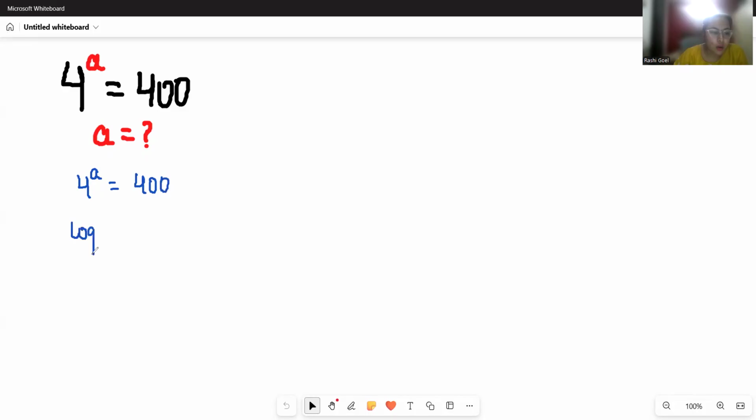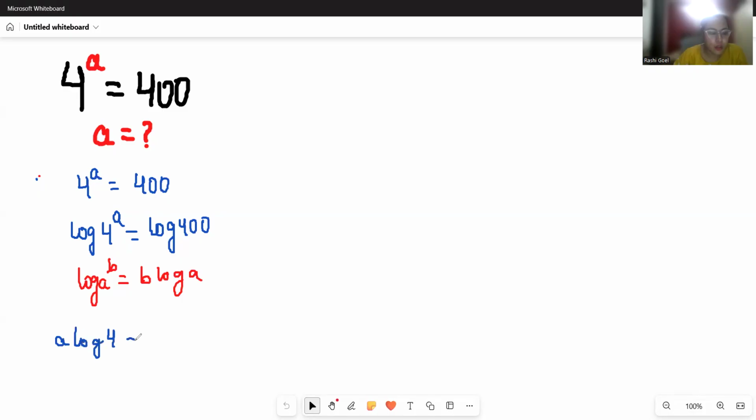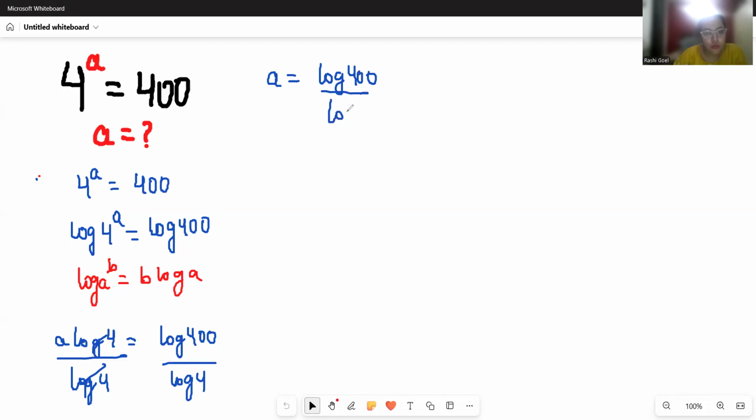Now if I take log on both sides, log 4^a = log 400. As per the log rule, log a^b can be written as b log a. So it becomes a log 4 = log 400. Now if I divide both sides by log 4, this will cancel out. So a = log 400 / log 4.